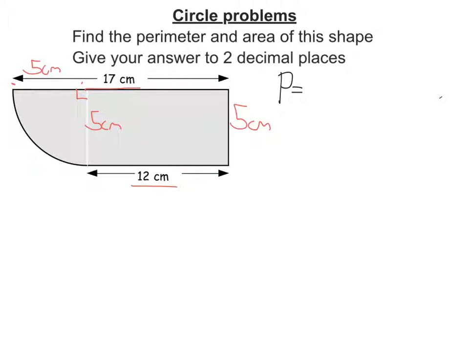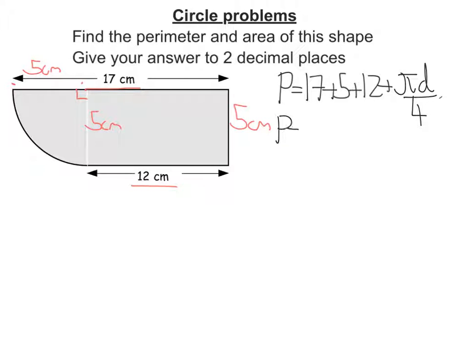So the perimeter is equal to this distance along here, well that's 17, plus this distance down here, which is 5, plus this distance along here, which is 12, plus this curved bit, well that's a quarter circle, so it's a quarter of the circumference. So that will be pi d over 4.